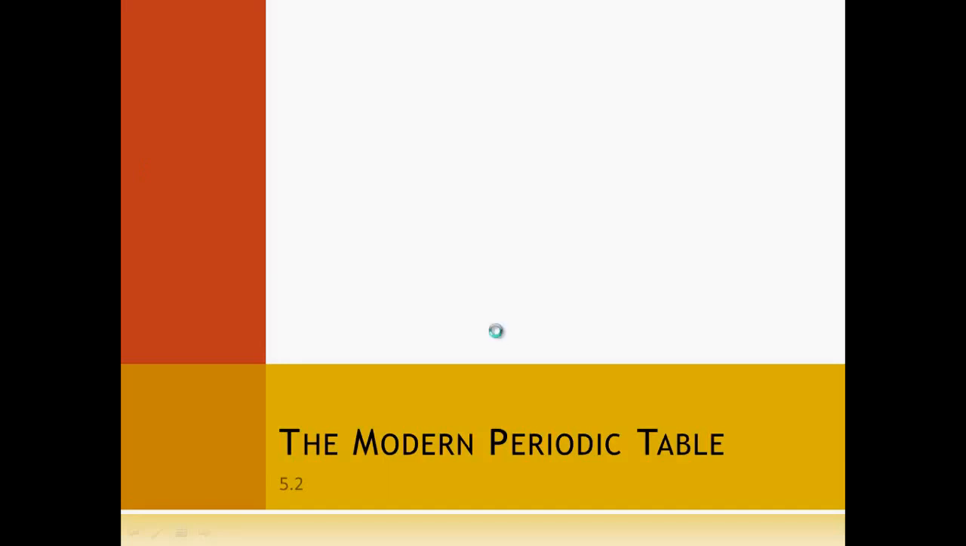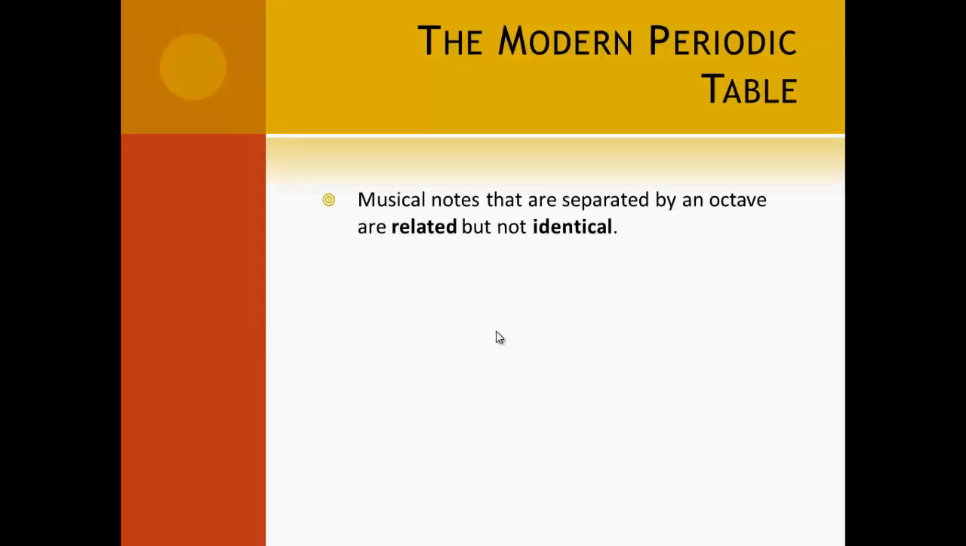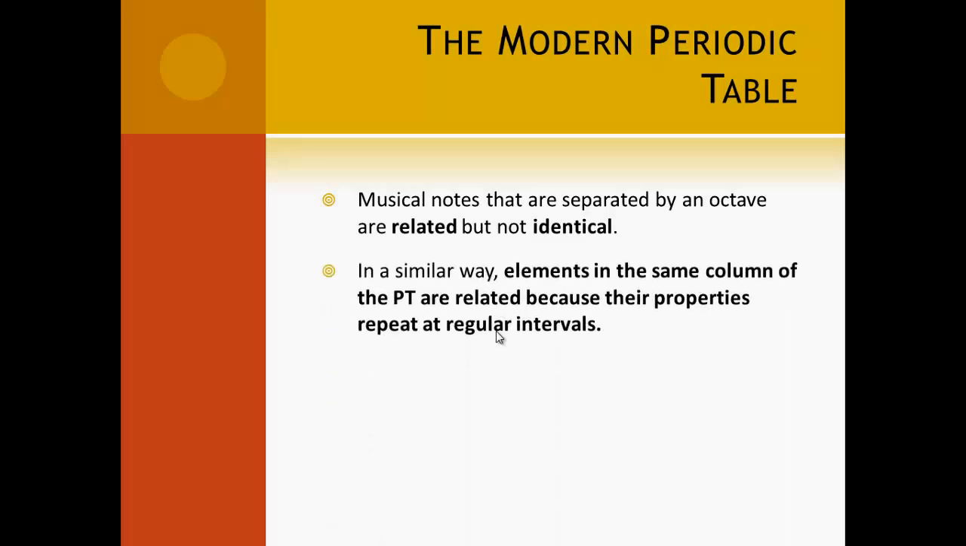All right, this video is all about the modern periodic table. Just like musical notes, if you're into music, musical notes are usually separated by an octave. Those notes are usually related, but they're not identical notes. And that's a good analogy for us to use when we're talking about elements in the periodic table, because elements in the same column, which is the up and down, are related because their properties repeat at regular intervals, but they're not identical. So they share properties just like notes in an octave do, but they're not identical.